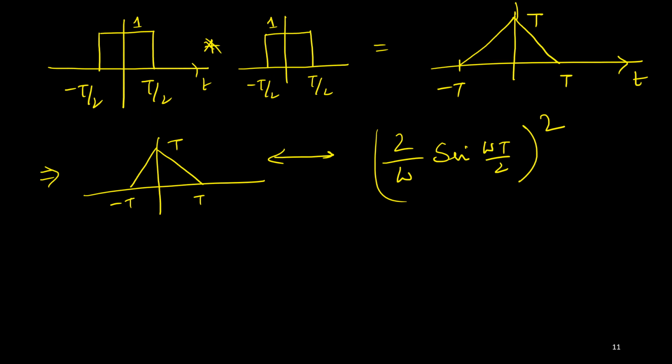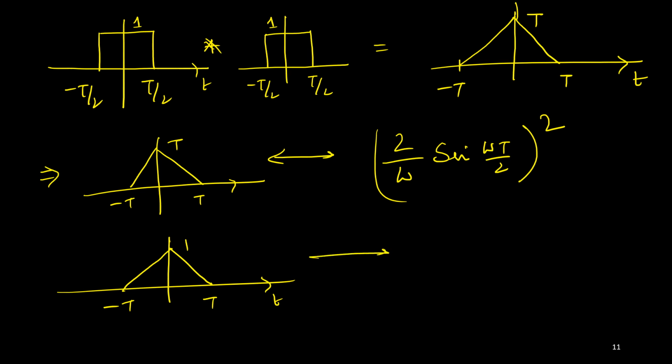The height is capital T, so we can divide by T on both sides. If I want the height to be 1 here, then we should divide by capital T. Thus it is 1 upon capital T, 2 upon omega, sine omega capital T by 2, and its square. Right? Good.